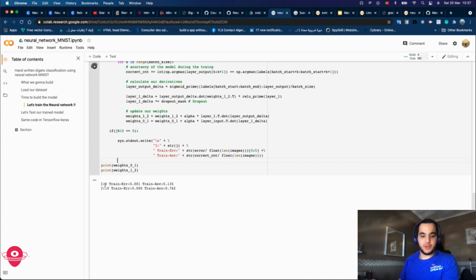You can see in iteration number 0, the accuracy was about 13%, which is very poor. As you train, the accuracy gets better and better. After 10 iterations, 76%, then 81%, and the predictions keep getting better.